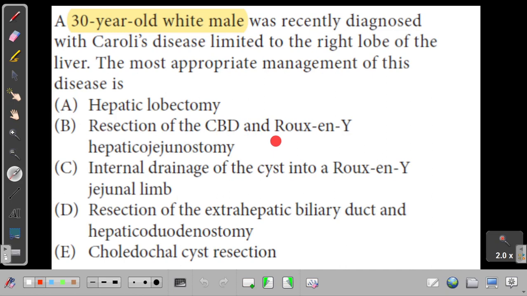Resection of the CBD and Roux-en-Y, this is nonsense because the problem is inside the liver, not in the CBD. Internal drainage of the cyst into Roux-en-Y, this is nonsense because you cannot internally drain too many intrahepatic cysts. Resection of extrahepatic biliary duct and hepatoduodenostomy, this is nonsense also. The problem is inside the liver. Choledochal cyst resection is nonsense because it is not one cyst, it is multiple intrahepatic cysts. So go for hepatic lobectomy.